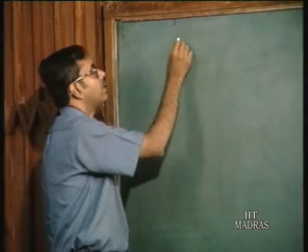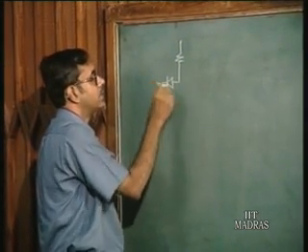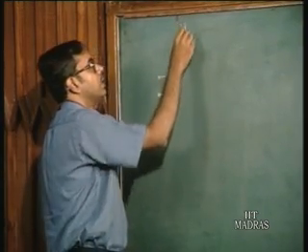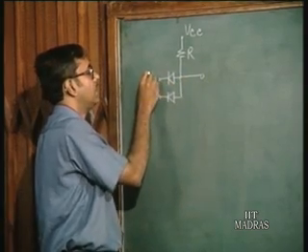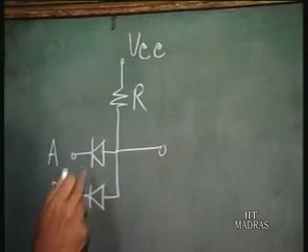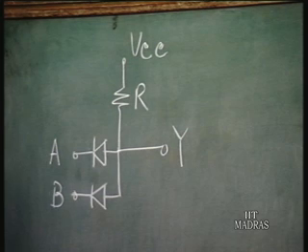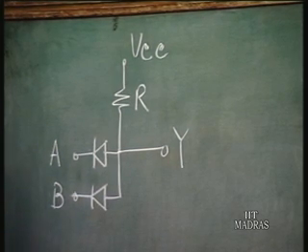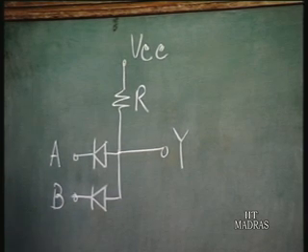Now, for that first let us look at this circuit. It consists of resistance, power supply of course, and two diodes. If we call this input A, input B, the two inputs, and the output Y, and I say that this is a logic circuit, that is the output Y is a Boolean function of the logic inputs A and B. Now, what is the logic which you derive from this circuit?